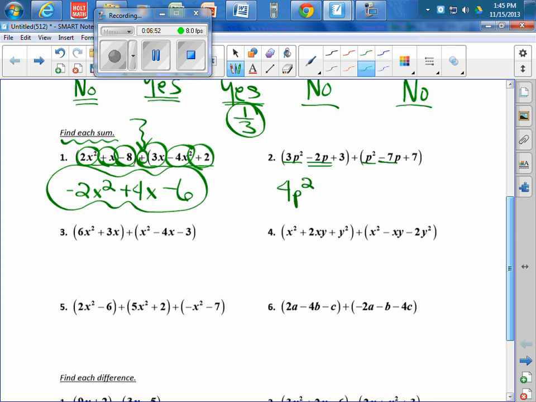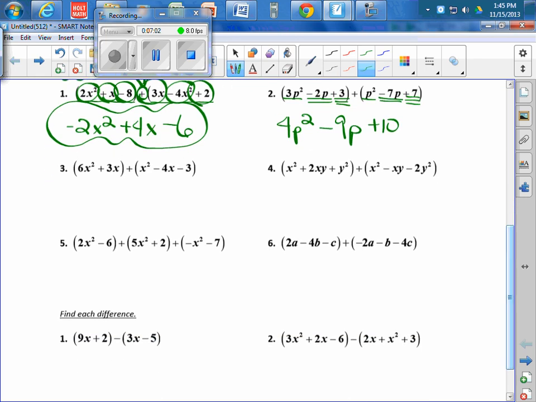Negative 2p minus 7p is negative 9p. 3 plus 7, positive 10. Number 3, 6x squared plus x squared is 7x squared. 3x minus 4x is negative 1x. I just write minus x. The only thing you have left over is the minus 3, so you're done.